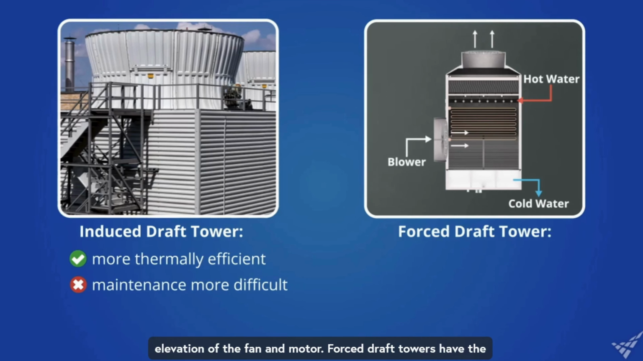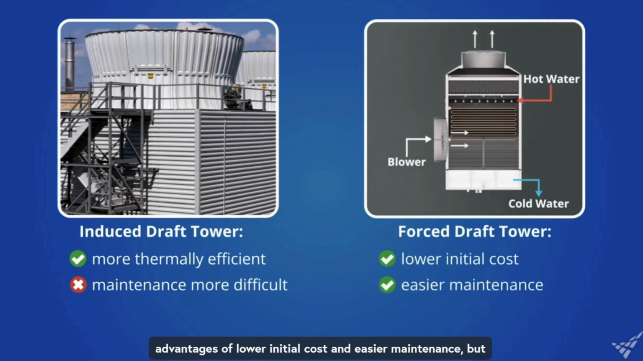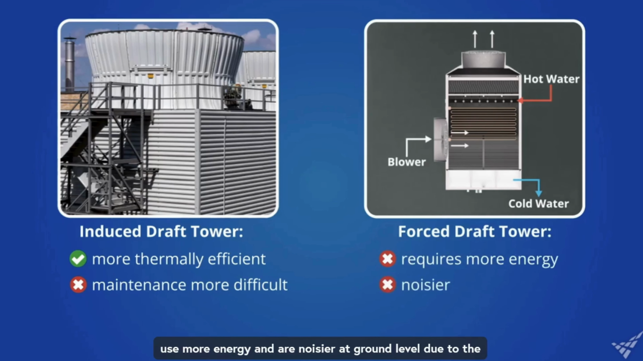Forced draft towers have the advantages of lower initial cost and easier maintenance, but use more energy and are noisier at ground level due to the location of the fans.